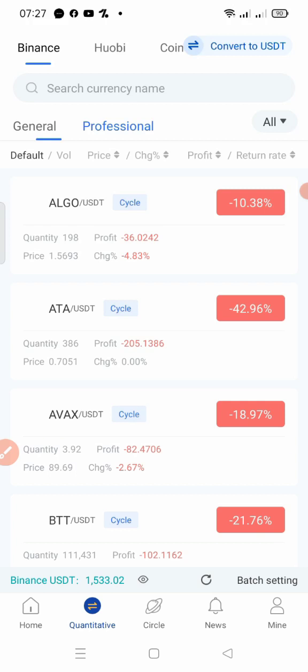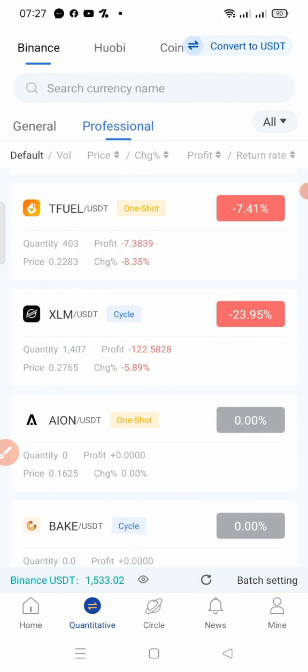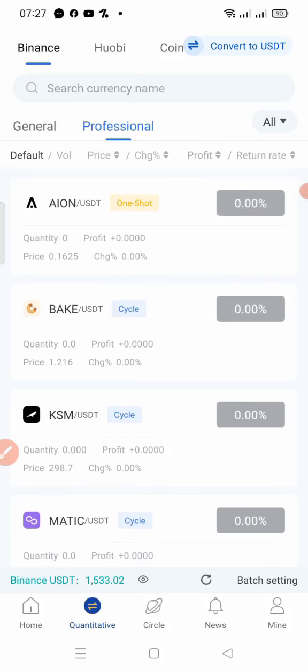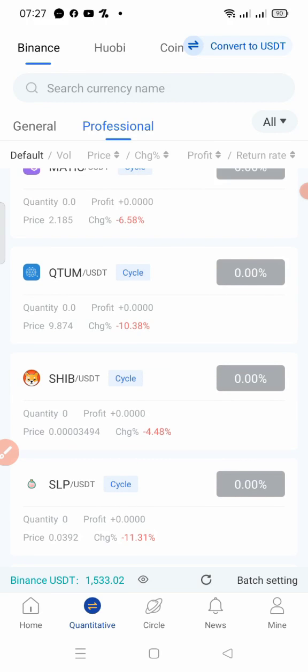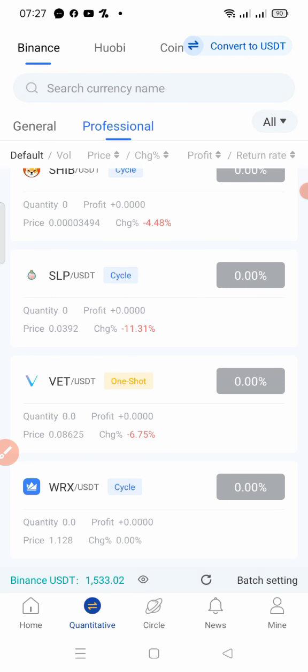So in the general mode, let's go to the professional mode and look at the ones that I'm not trading, because I have a lot of coins on autopilot. So let's scroll down and see what the least performing coins are. Qtum is minus 10. Okay, I have a minus 11 SLP. Just stay clear of SLP for now.